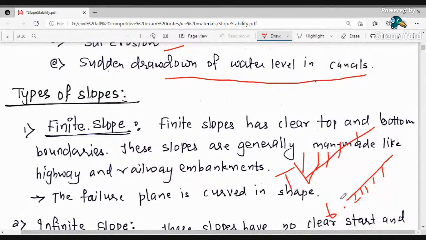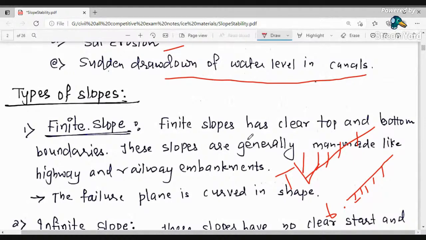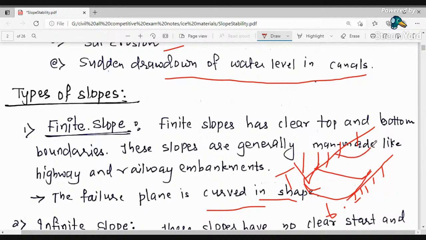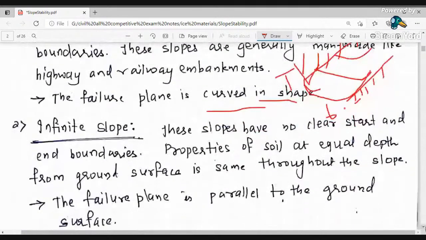Right, and the failure plane is curve in shape. So the failure plane, if the slope fails, the failure is something like this. This is a curve-like failure, right? So next we have infinite slope.